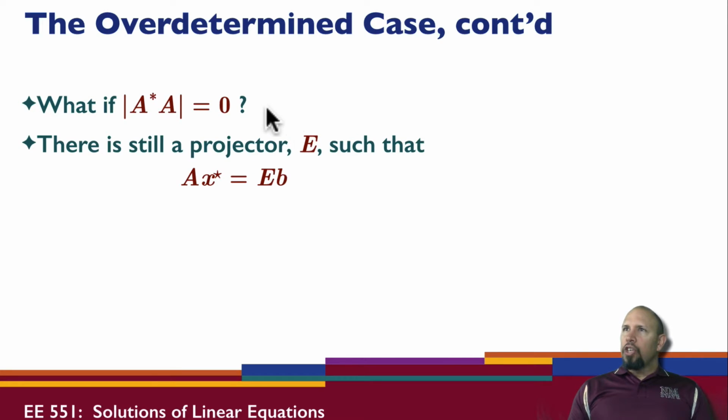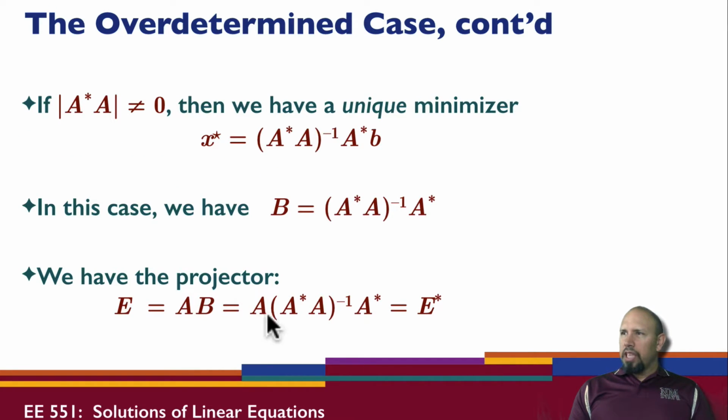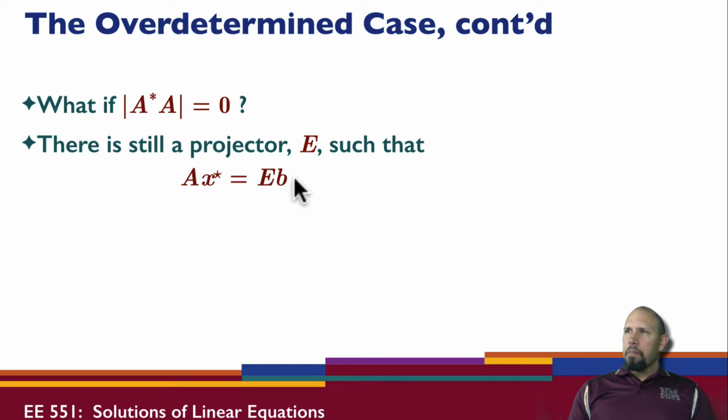And so for this overdetermined problem, what if A adjoint A has zero determinant? Well, it turns out there is still a projector E. It's just that E is not given explicitly by this formula. It actually is given by this formula, but B is not this, okay? Because we can't take the inverse of it. Okay, but we can still have a projector. And so in this case, A times X star is equal to E times B. So it turns out that this condition can occur whenever the matrix is said to be not full rank.